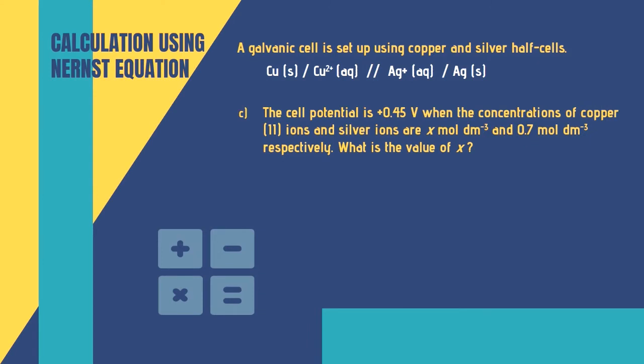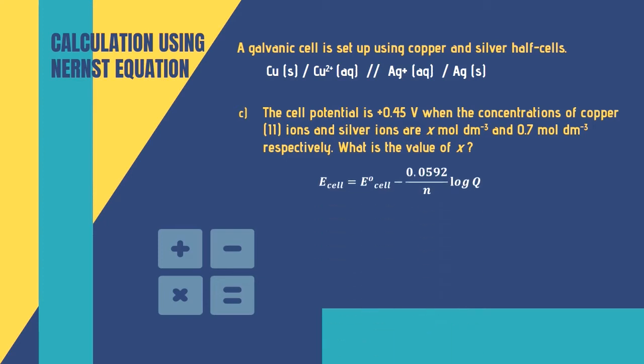Next, students are required to calculate the concentration of copper 2+ ions, noted here as X. Students are also provided with the value of cell potential and the concentration of silver ions. This is where the Nernst equation is used.